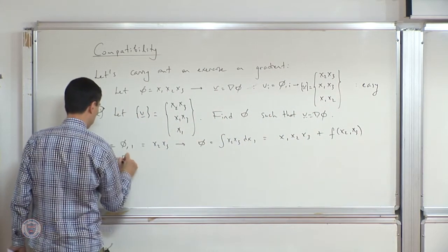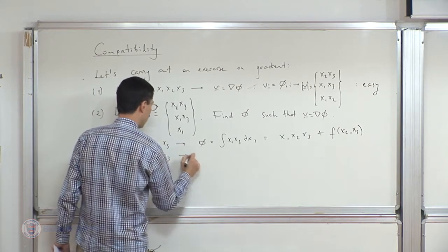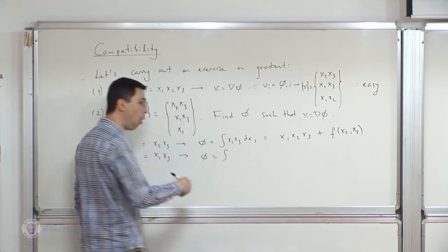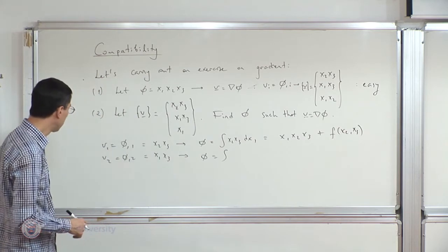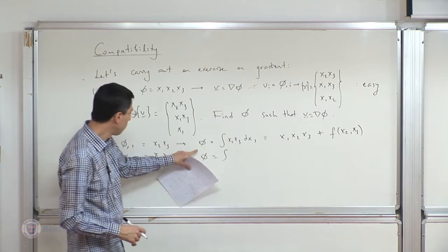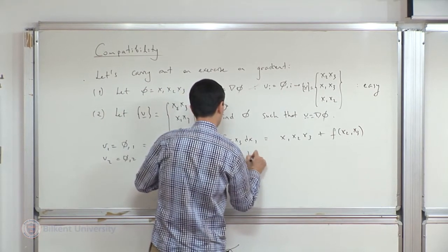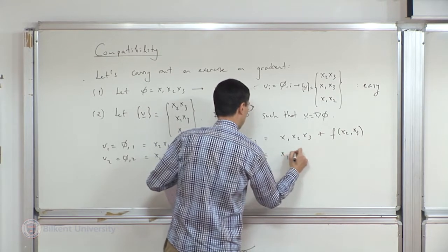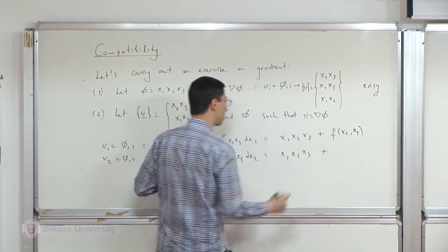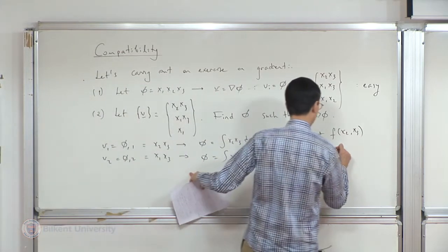Let's go to v2. It's phi comma 2, so that's x1, x3. So phi must also be equal to, because all components of v come from the same phi, the integral of x1, x3 dx2. So that's equal to x1, x2, x3 plus now some other function of x1 and x3.